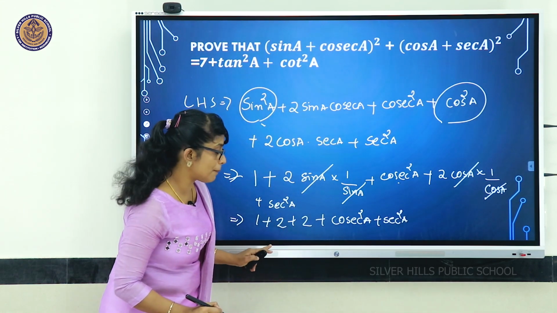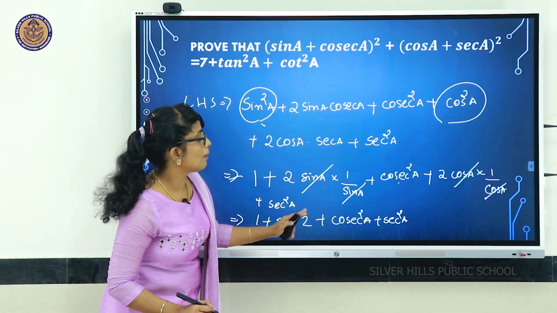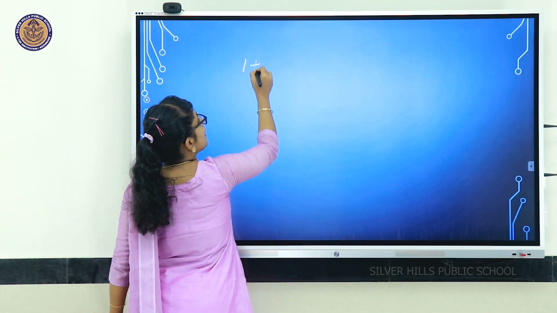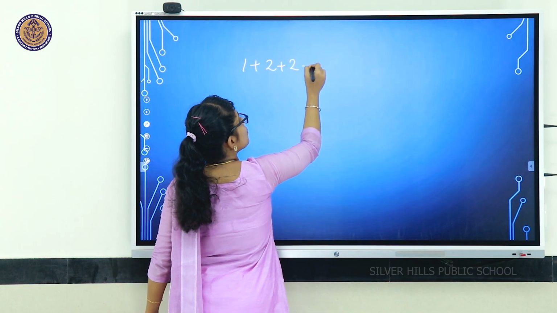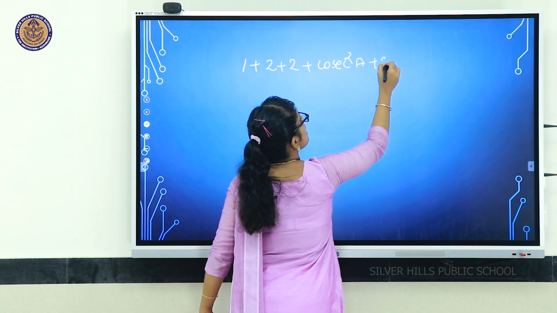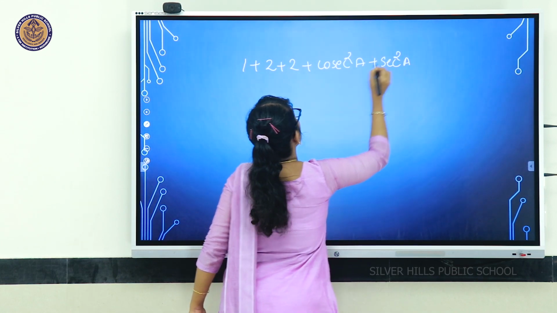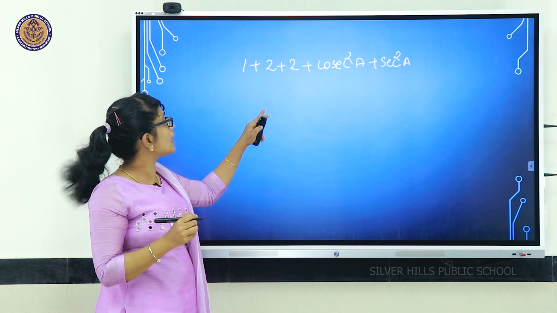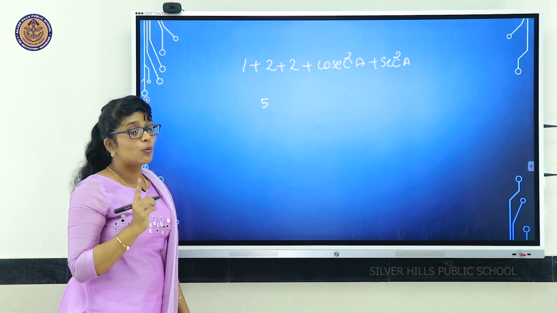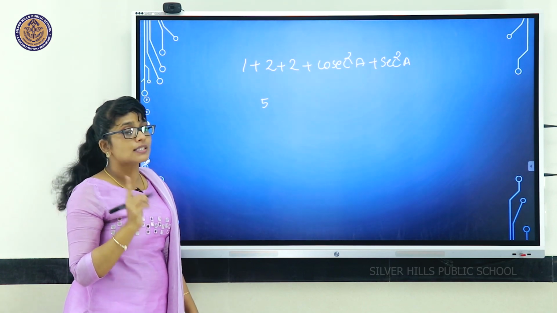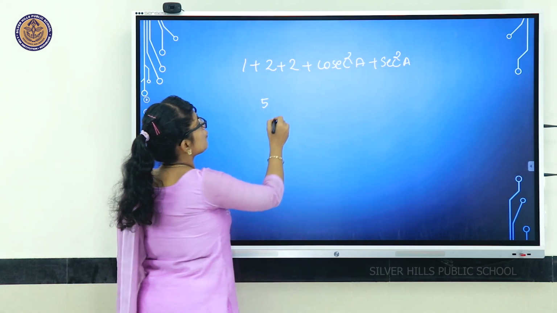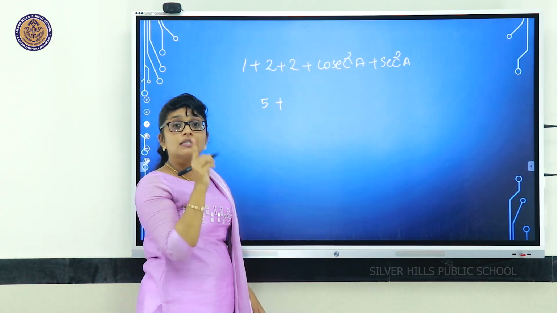1 plus 2 plus 2 plus cosec square A plus sec square A. Now 1 plus 2 is 3, 3 plus 2 is 5. We have to get 7, so we need 1, 2 more. Then 5 plus cosec square A.